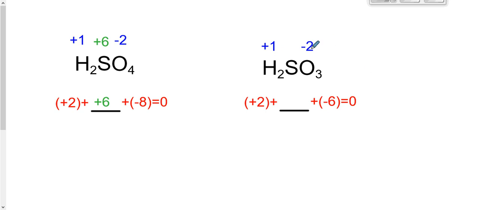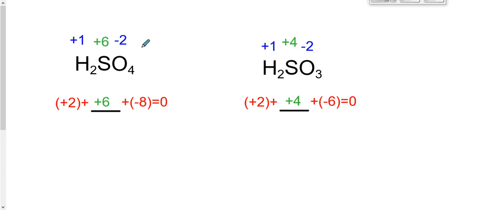And again, because there's no overall charge on this particular molecule, this has to add up to an overall charge of 0. In this case, sulfur is going to take on an apparent charge of +4. The oxidation number of sulfur in sulfurous acid is +4.